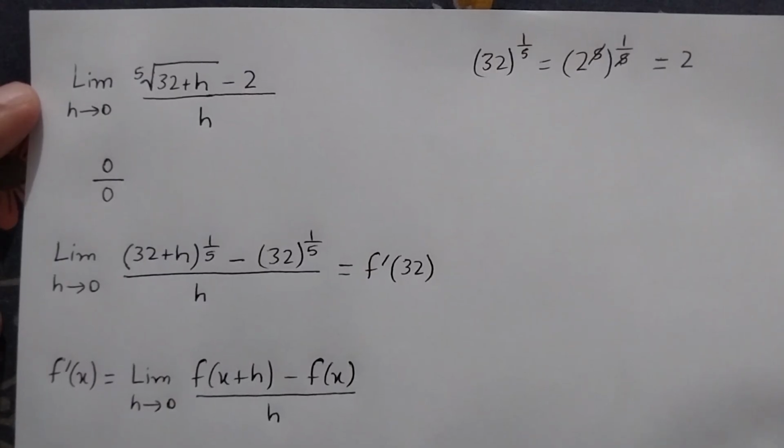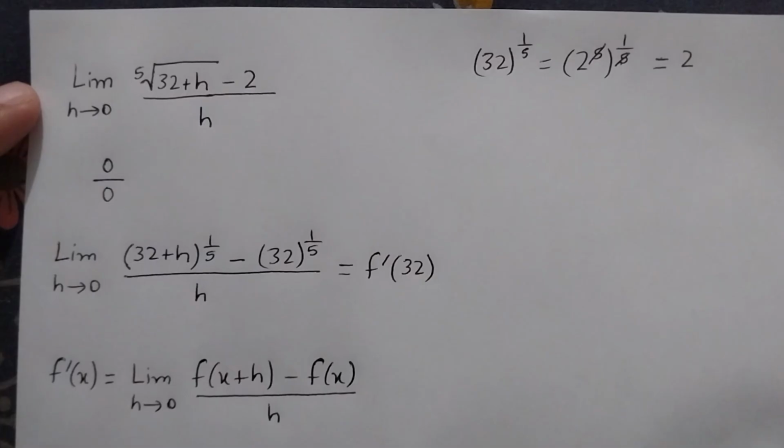The fifth root can be written as the power 1 by 5. So 32 raised to power 1 by 5: we can write 32 as 2 raised to power 5, and by using the law of power, the power inside and the power outside get multiplied. So 5 multiplied by 1 over 5 is just 1, so we are left with 2. So we get 2 minus 2 in the numerator, which is 0, and we get 0 in the denominator.